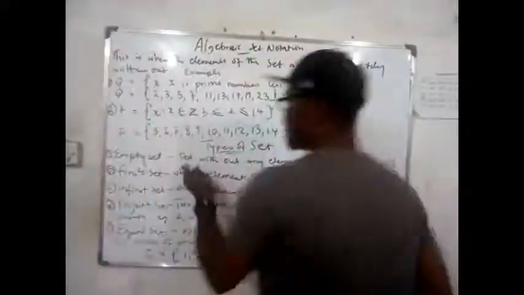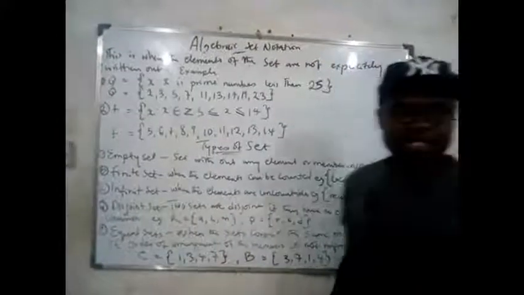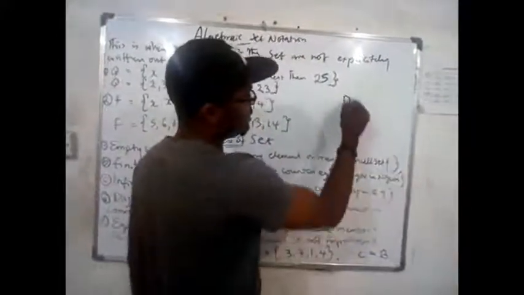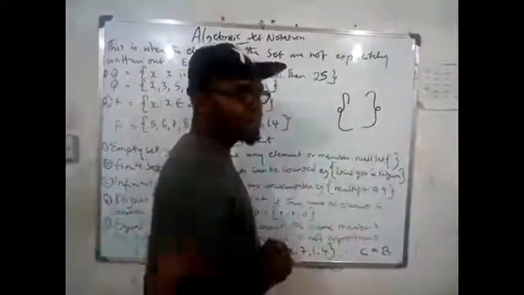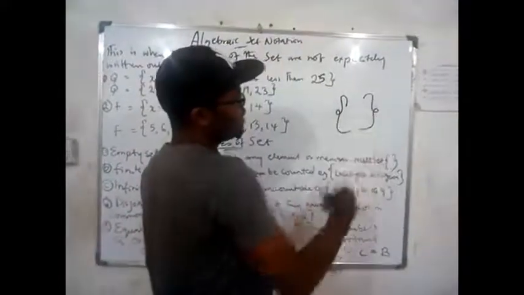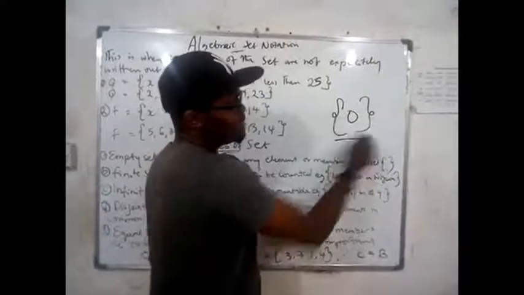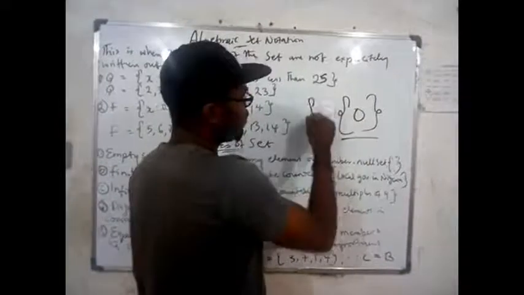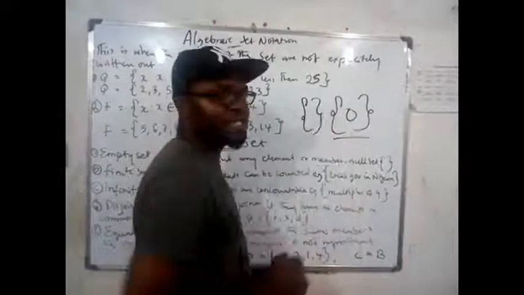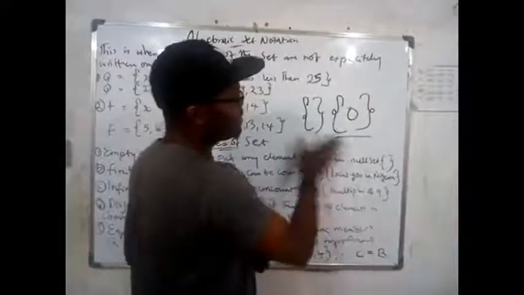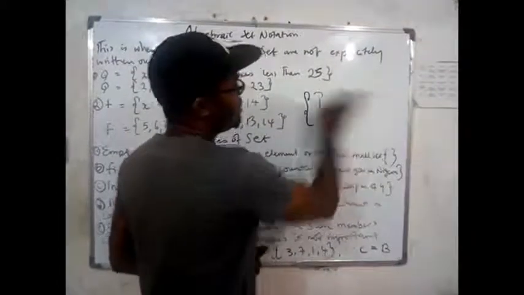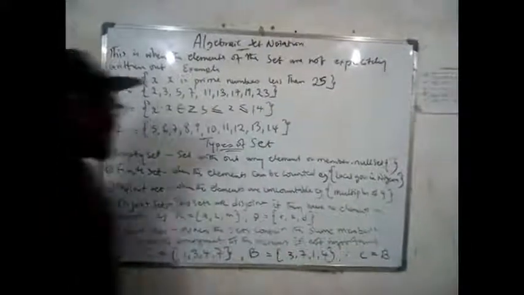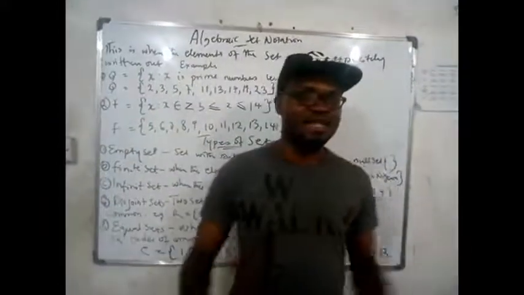An empty set is a set without any element. An empty set is a what? Any set that does not have any element. This is how you say this is an empty set. Is that clear? What's the difference between this set and this set? This other set, this is not an empty set because it has element what? Zero. This is what we call empty set. Set without anything. Another word for empty set is null set. Another word for empty set is what? Null set.